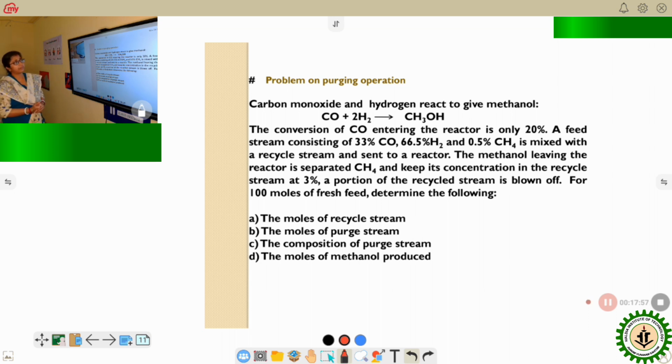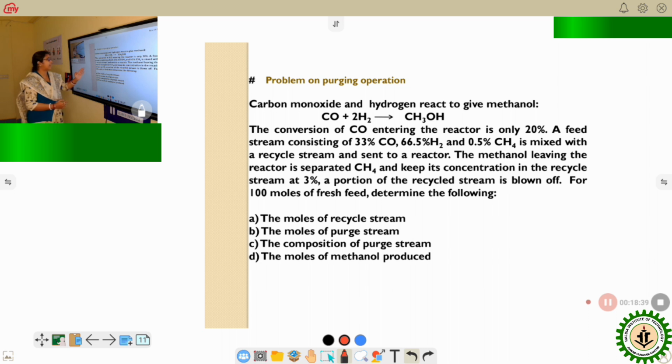Carbon monoxide and hydrogen react to give methanol. One mole of carbon monoxide plus 2 moles of hydrogen gives 1 mole of methanol. This is obviously a balanced chemical reaction, and the conversion of carbon monoxide entering the reactor is only 20%. Then 100% reaction is not occurring. Conversion of this reaction is 20%. A feed stream consisting of 32% carbon monoxide, 66.5% hydrogen and 0.5% methane is mixed with recycled stream and sent to a reactor. All these computations are on a mole basis.